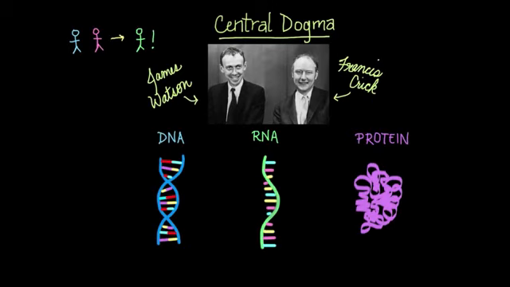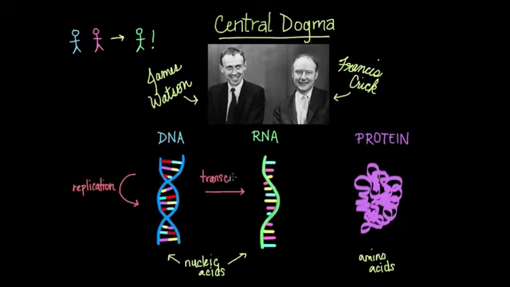So we have three major players here. DNA and RNA are made up of nucleic acids, and proteins are made up of amino acids. And the information starts at the most basic level stored as DNA, which can then be restored as DNA when DNA copies itself in a process called replication. Then DNA can be copied into RNA in a process called transcription. And then finally, you can use the information in RNA to synthesize a protein in a process called translation.